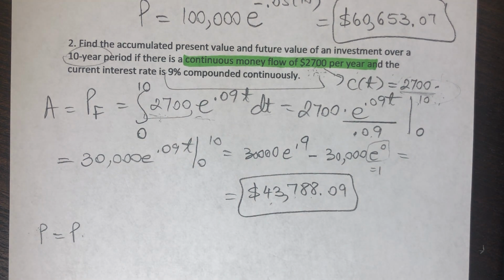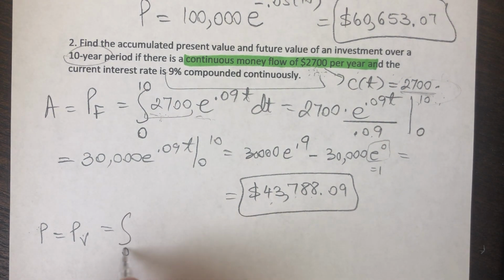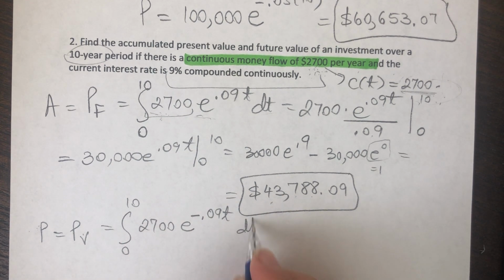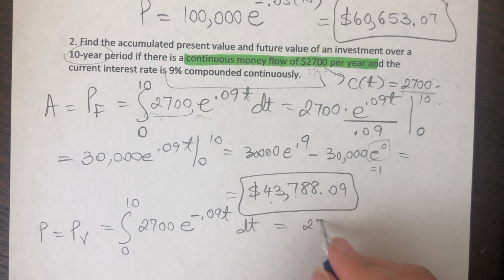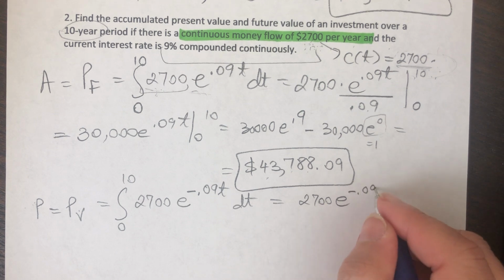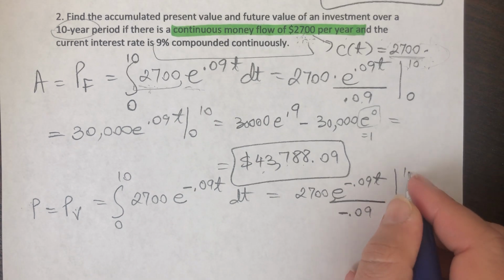What did we call present value? P, it's just notation, who cares. PV, present value, okay, fine. It's just your P. It's the integral from 0 to 10 of 2700 e to the negative 0.09 t dt. So the antiderivative of that is 2700, keep the 2700, e to the negative 0.09 t divided by negative 0.09. Plug in a 10 and plug in a 0.